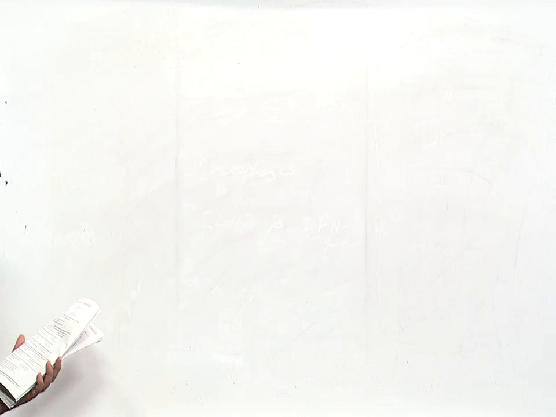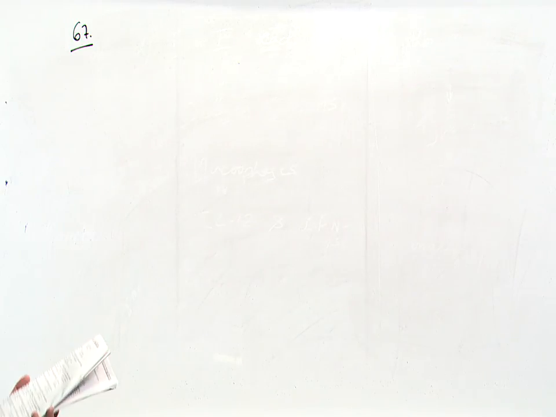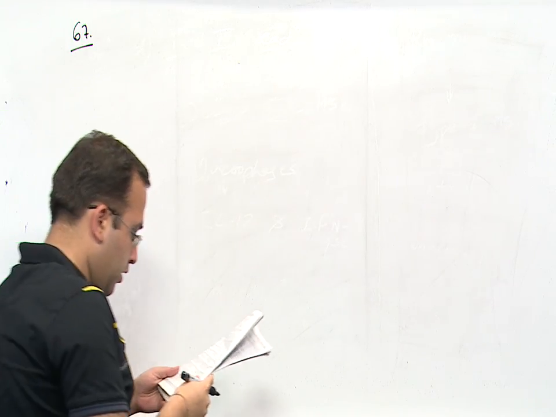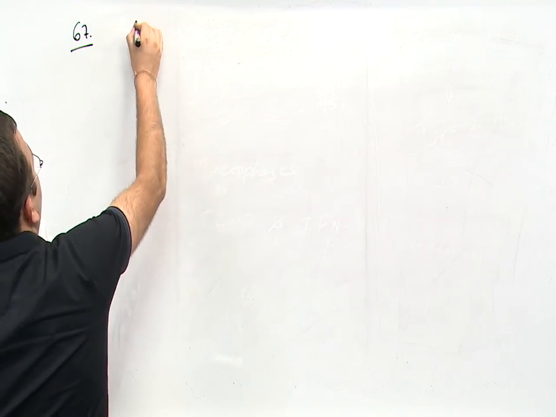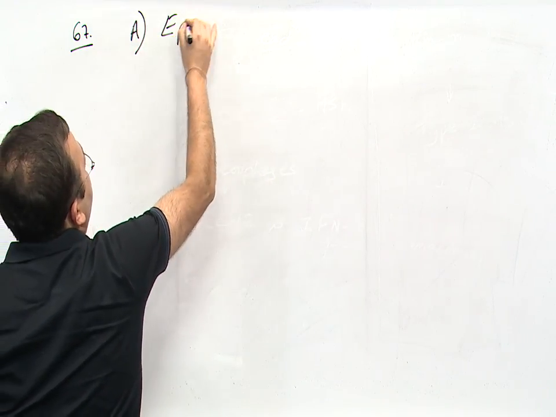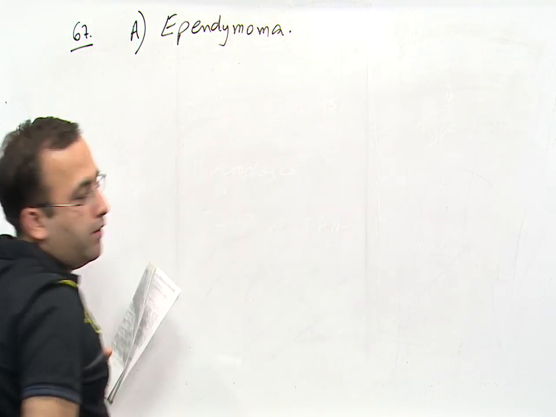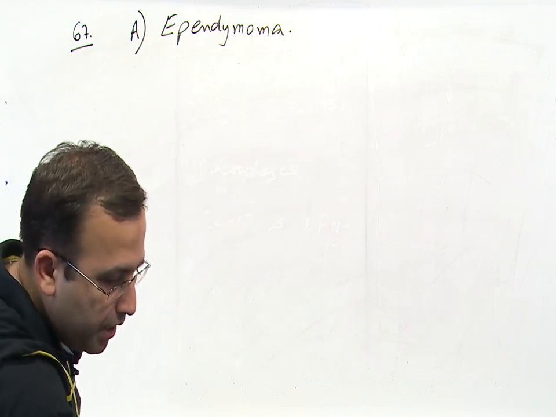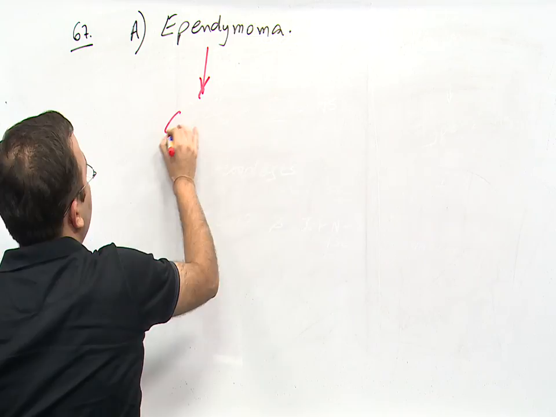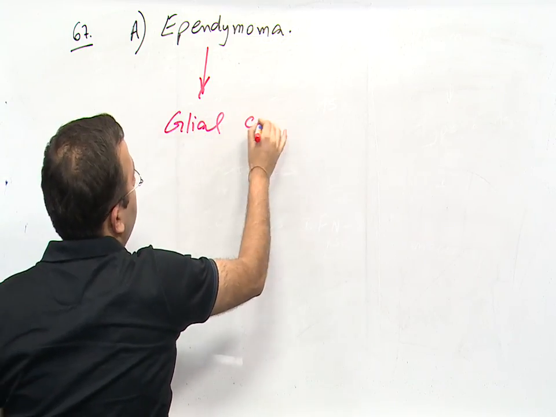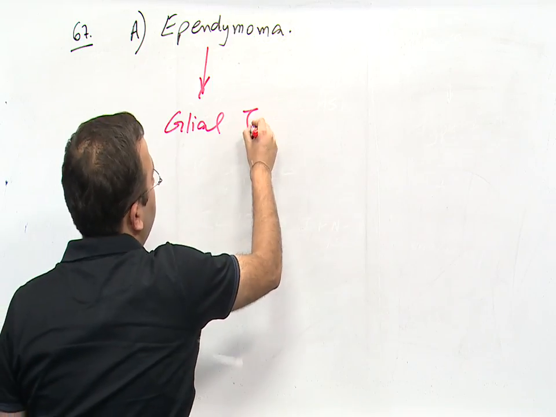This gets us to the next one, question 67. Which of the following is not a neuronal tumor? And the answer is A, ependymoma. Easy, you very well know ependymoma is a glial tumor.